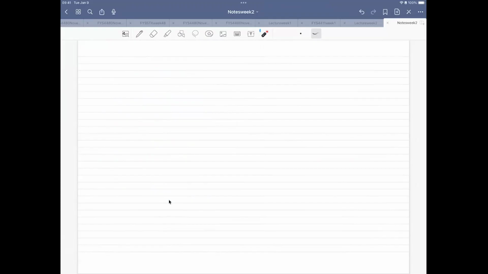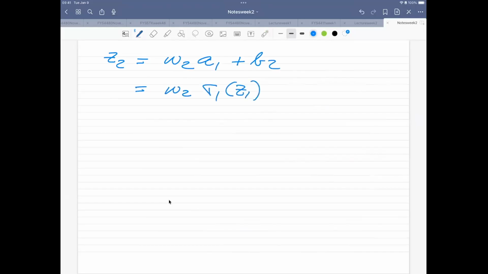So what we would need now, if we look at the function, so what we had is that Z2 is given by, in our case, W2 times A1 plus B2. But you see also that this is equal to W2 times sigma 1 times Z1 plus B2. And in our case, this is going to be given by W2 times this function, sigma 1 of W1 times X plus B1, plus B2.